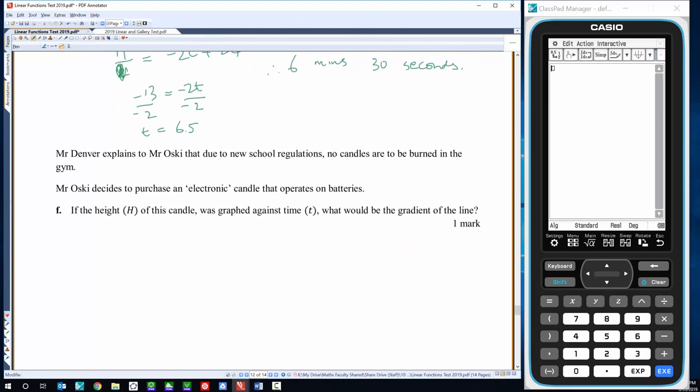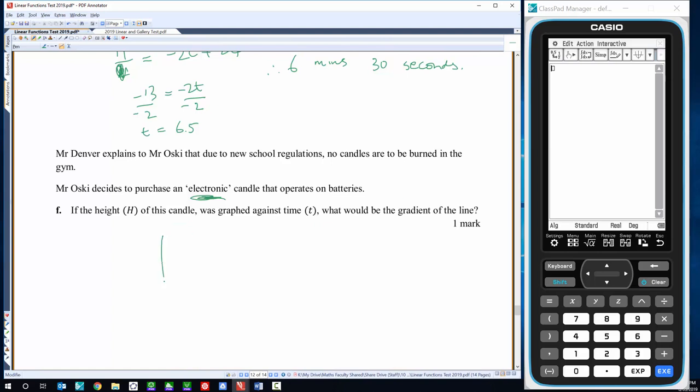So Mr. Denver explains to Miss Oski that due to new school regulations, no candles are to be burned in the gym. So we've got these electronic ones. Actually, this did come true the other day. I can't believe that. The height of the candle was graphed against time. What would be the gradient?